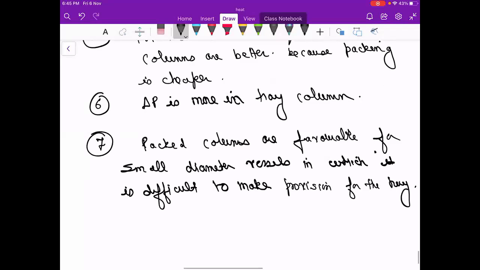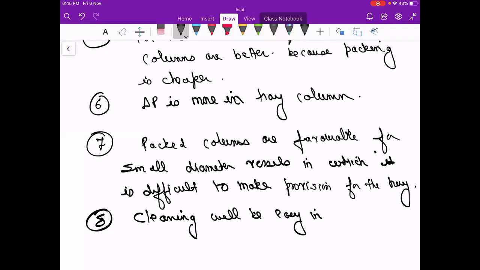And one more thing, cleaning will be easy in the tray column.